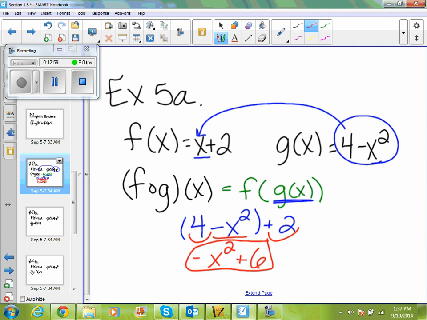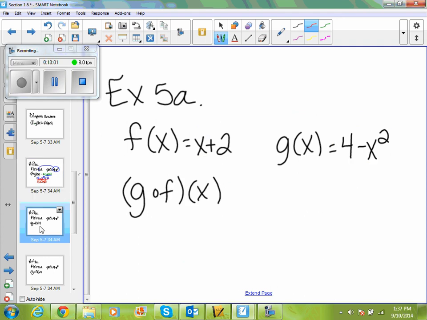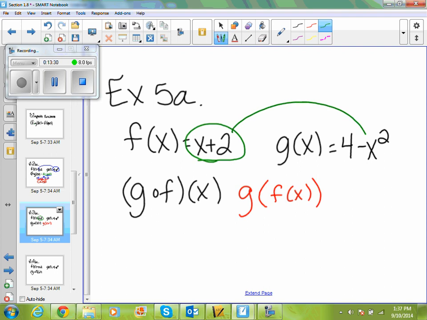Okay, so let's do a few more of those. Alright, so I'm given the same function, f of x equals x plus 2, and our second function, g of x equals 4 minus x squared, but in this case I'm finding g composite f of x. Okay, so it's opposite, so I'm going to take my g function and I'm going to plug in f of x for my original value, which tells me then that this f of x function is going to get plugged in for x in my secondary equation.